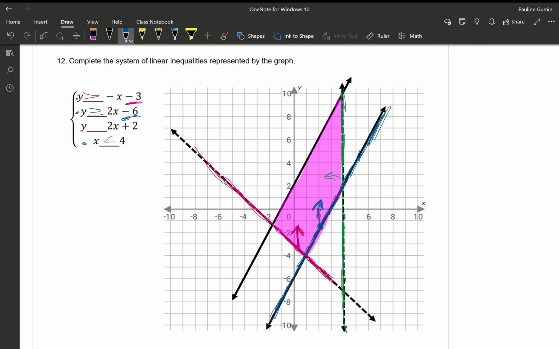And of course, we only have one line remaining. Let's decide which way it's shaded. I'm going to put my pen on the line, and it goes down. So this one's going to be less than. And since it is a solid line, this is going to be less than or equal to.